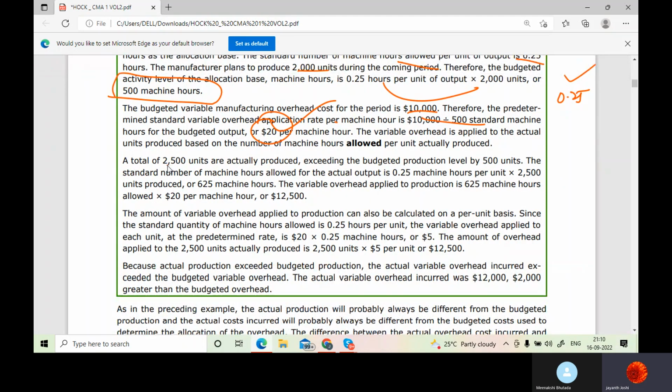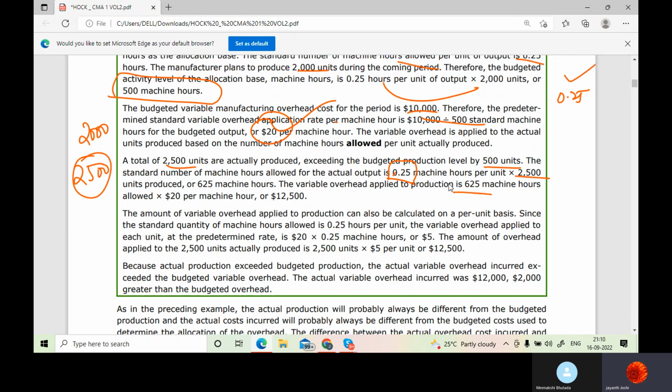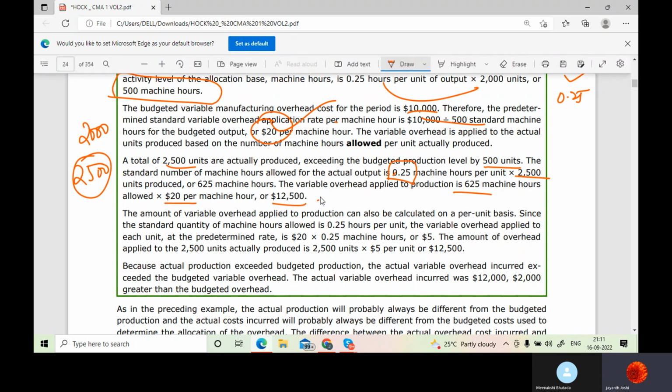So a total of this many units are actually produced, exceeding the budgeted production level by 500 units. That means you thought you'd be making this much, but actually you are making this much. So we would do the standard number of machine hours allowed for actual output. This is the machine hours you have allowed, and this is the actual output. So 625 machine hours are required. And when I multiply with $20 overhead, I get this much overhead.